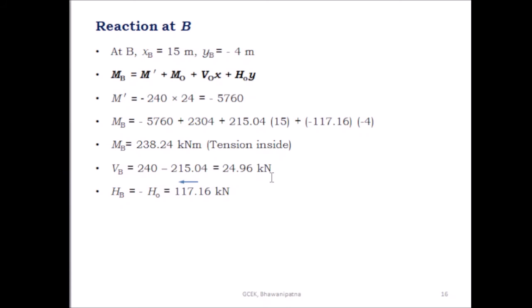Then you can find out the horizontal reaction at B. So the horizontal reaction at B is equal to minus HO. The horizontal reaction at the support B is opposite in nature and the magnitude is the same. HB is equal to minus HO is equal to 117.16 kilonewton. The direction of the horizontal reaction at B is the left side direction. This is 117.16 kilonewton magnitude, and the direction is left side.